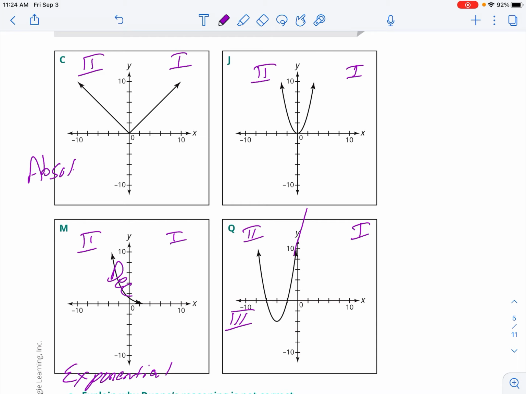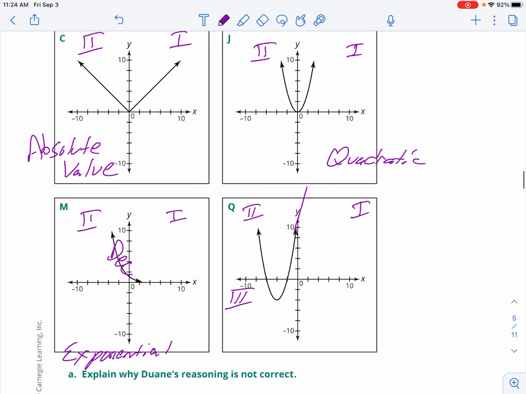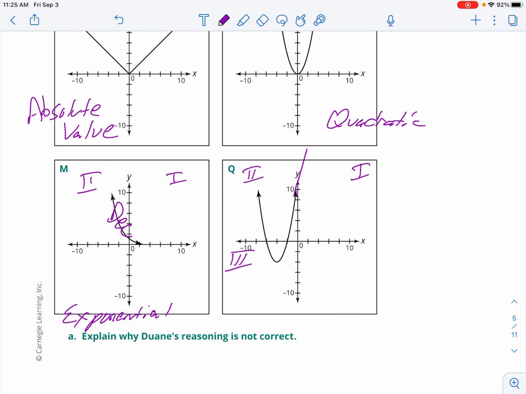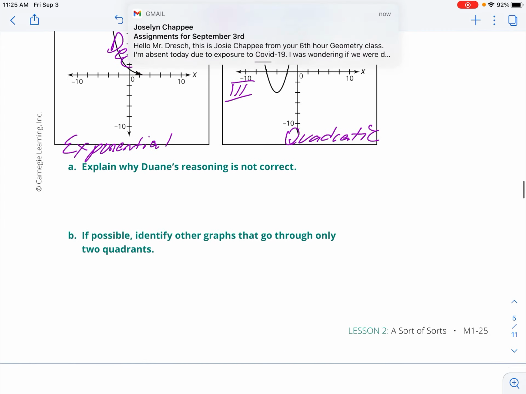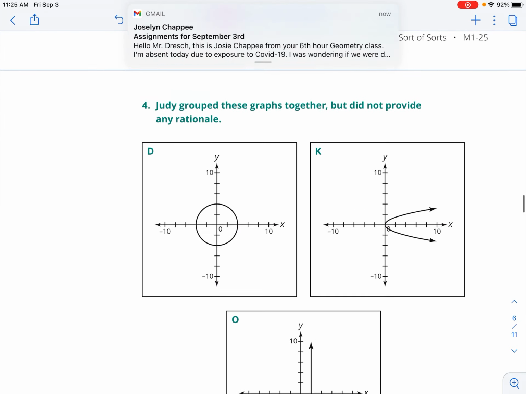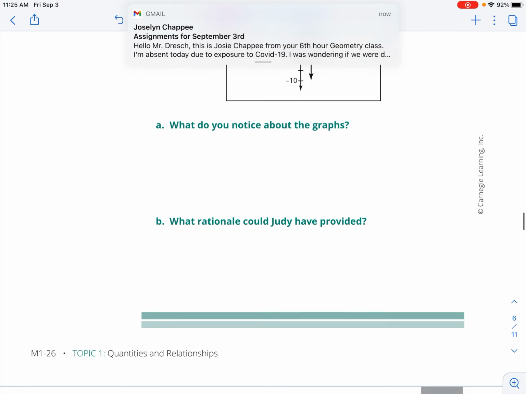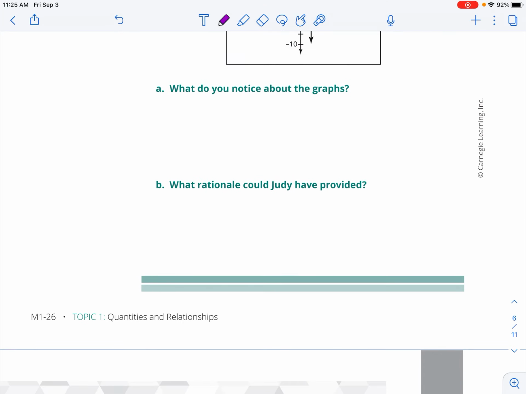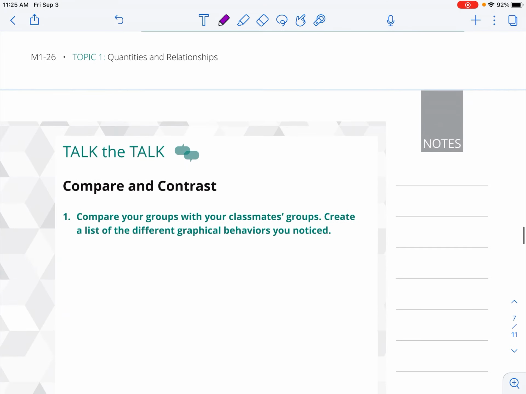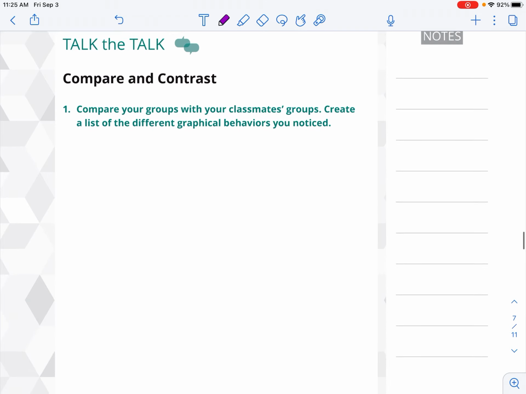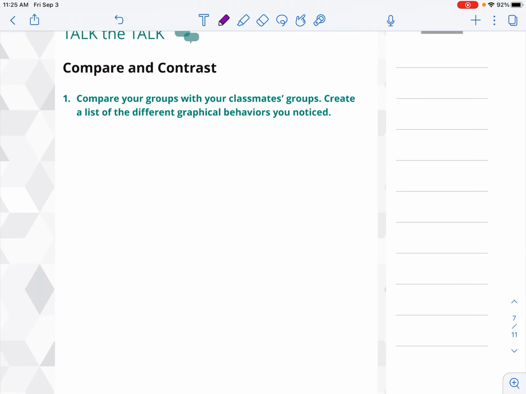So let's go back again, knowing our names. This is an absolute value because it's V-shaped. This is a quadratic because it is U-shaped. That is an exponential, and we have another quadratic, okay? We are going to skip over this page, number 4, which is on M1-26. So we're going to skip over that. And then the talk the talk I'm going to do in the next video.